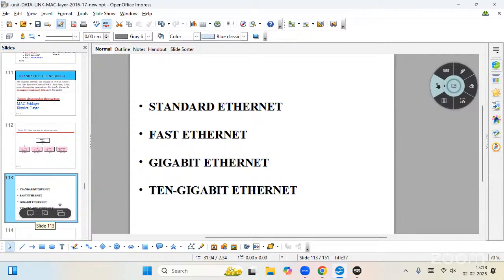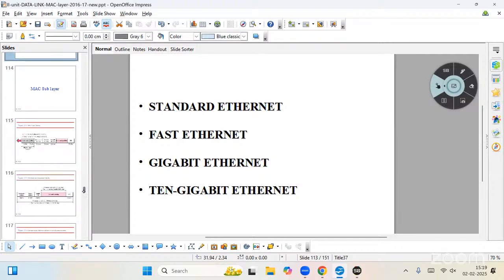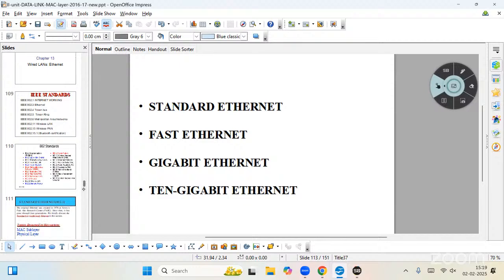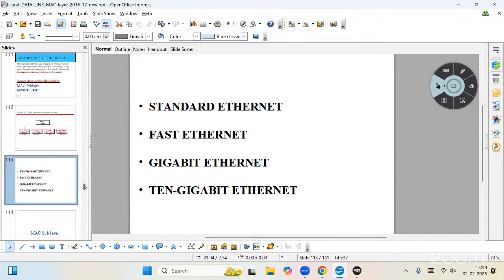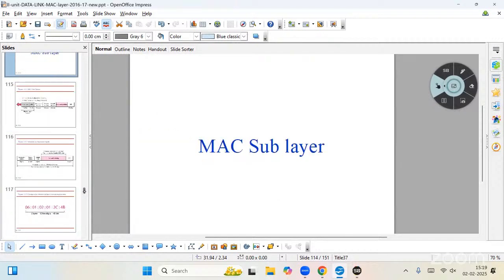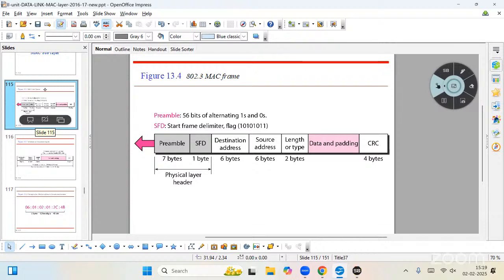So here there are Ethernets: standard Ethernet, Fast Ethernet. Make a note: 802.3. What is the standard for Ethernet? 802.3. This is the Ethernet standard. They can ask it from the exam point of view for 7 marks.